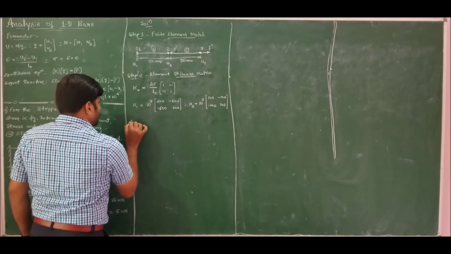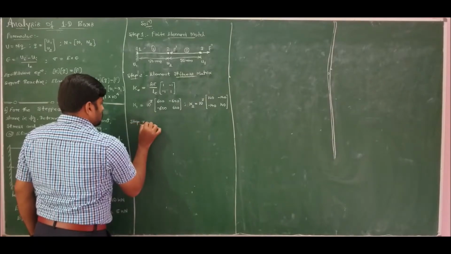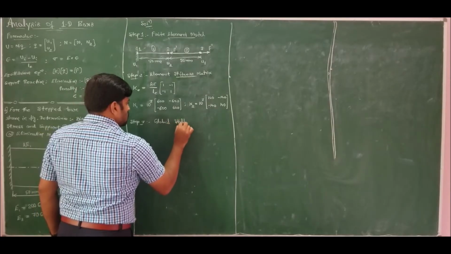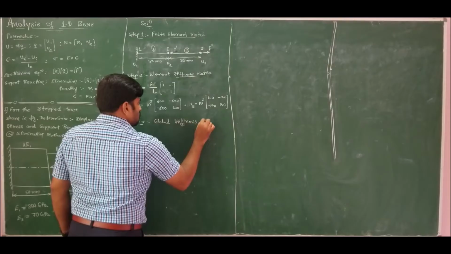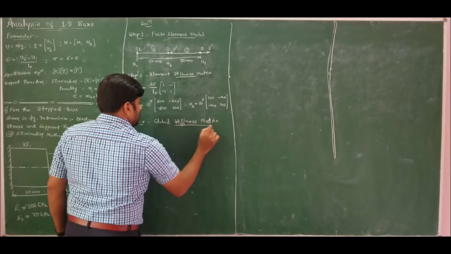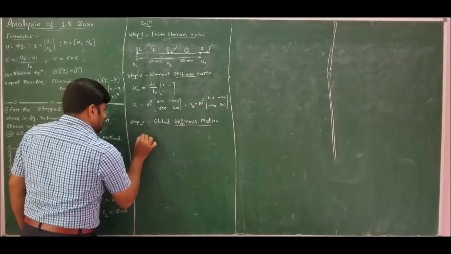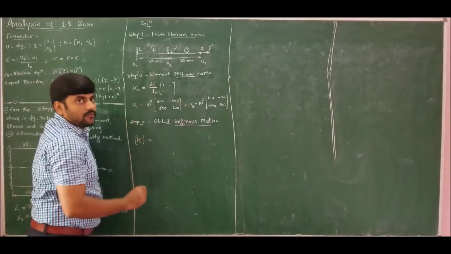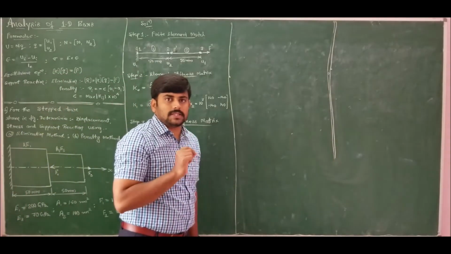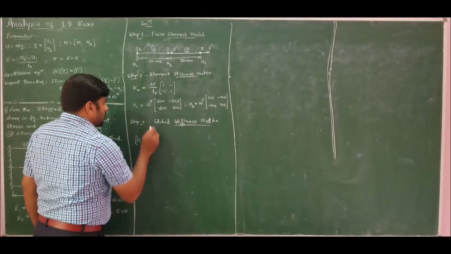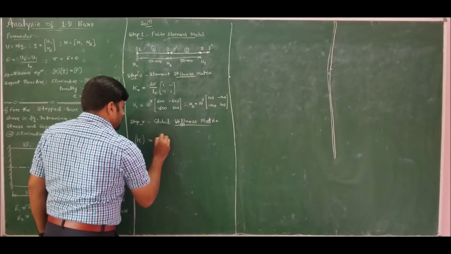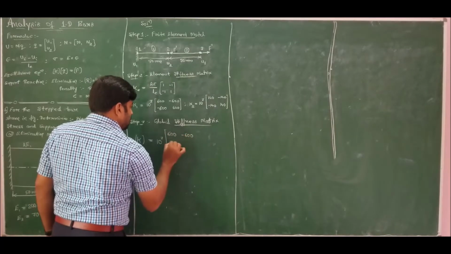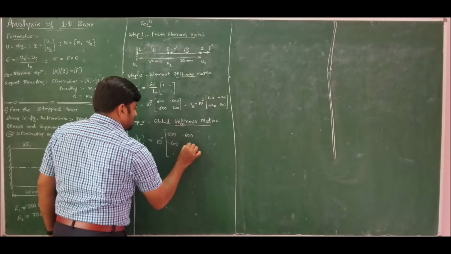Now moving ahead to step 3. Step 3 is the global stiffness matrix. The order of the global stiffness matrix is n cross n, where n is the number of nodes. Here we have 3 nodes, so the order of the global stiffness matrix is 3 cross 3. As I said, first let us write the element stiffness matrix of element 1, that is 600, -600, -600 and 600.